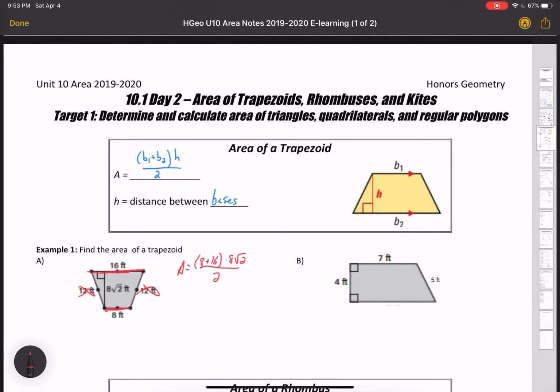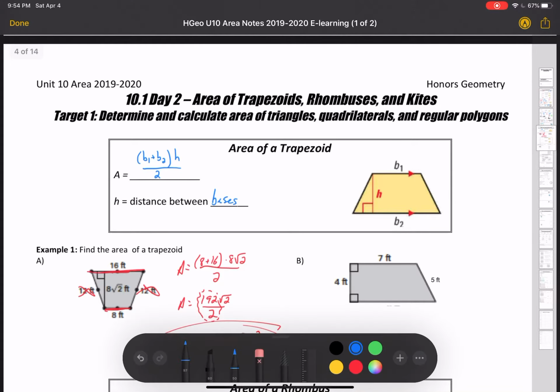divided by 2. So, I lost my calculator. Where'd it go? There it is. So, I do 8 plus 16. I'm going to get 24. I'm going to multiply that by 8. So, this is going to be on top, 192 square root of 2 divided by 2. So, then I can simplify 192 divided by 2. I can simplify that part right there. And I'm going to get 96 square roots of 2 feet squared. Okay, since that one's a nice one to keep exact, I'm going to keep that one exact.